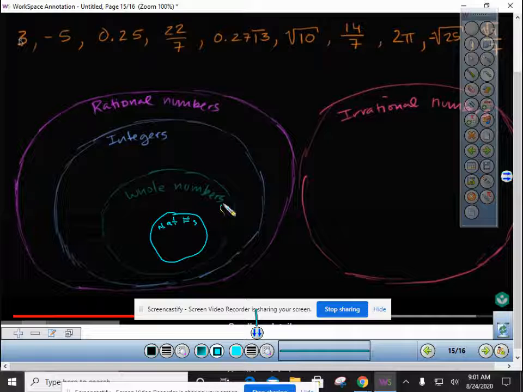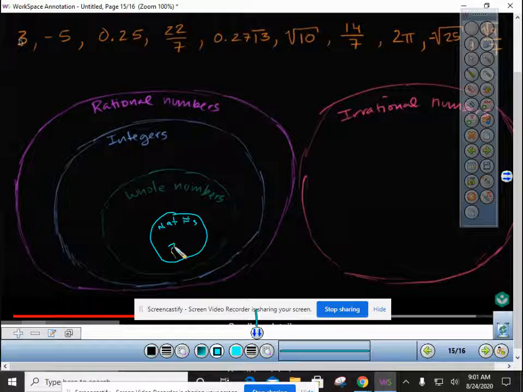Whole numbers differ from natural numbers by one number. What is it? 0. One little baby thing. 0 is a whole number. Are you with me? Everybody still cool? Yes? No? Caden, you're shaking your head. Are we still good?